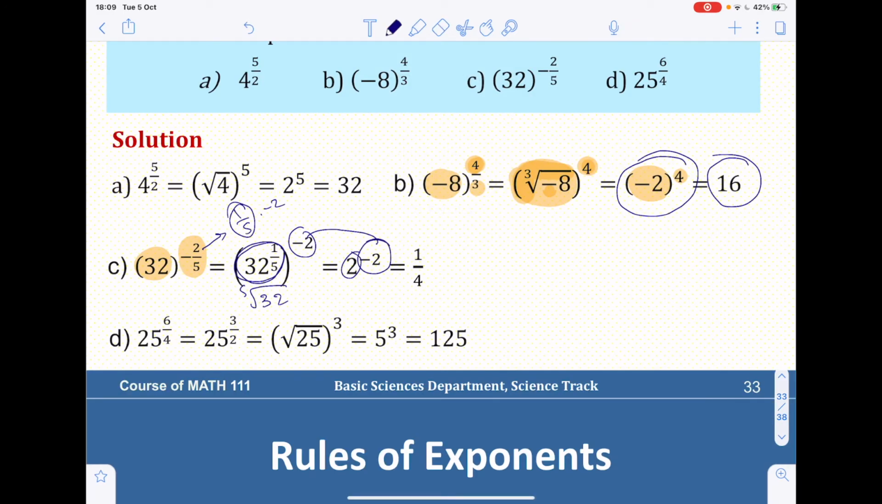For D, we have 25 to the power 6 over 4. We can simplify 6 over 4 to 3 over 2. And then the power 1 over 2 is the square root. So the square root of 25, all to the power 3. And you know the square root of 25 is 5. So 5 to the power 3, which equals 125.